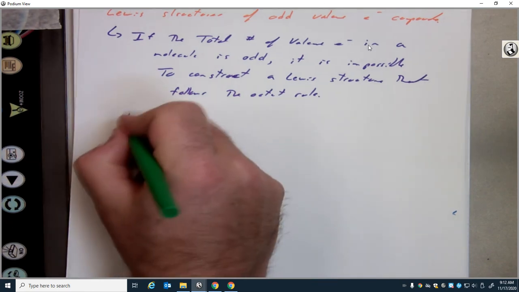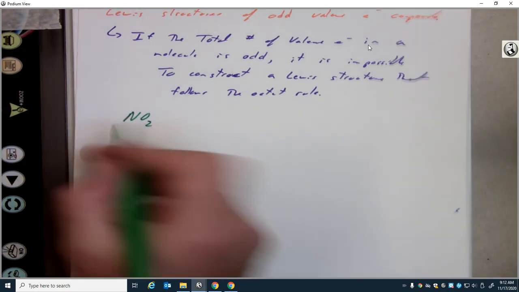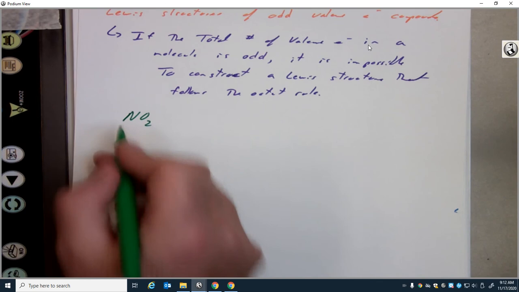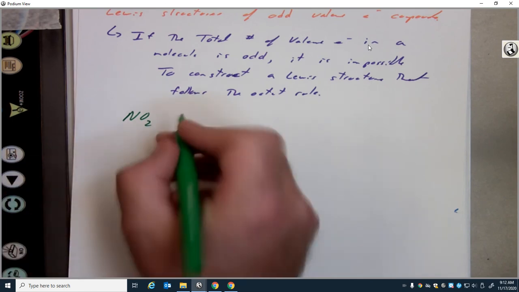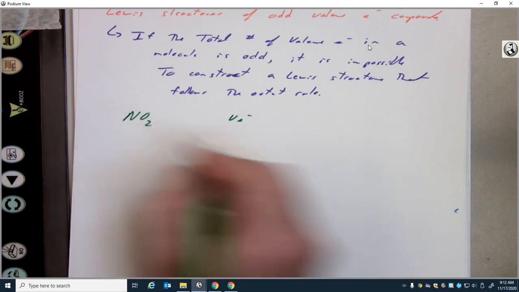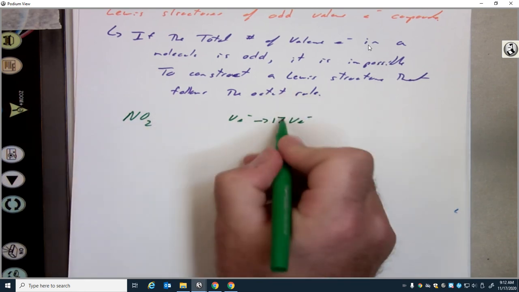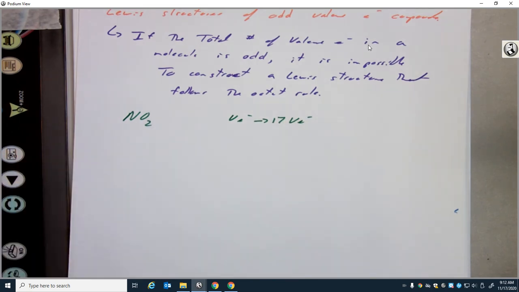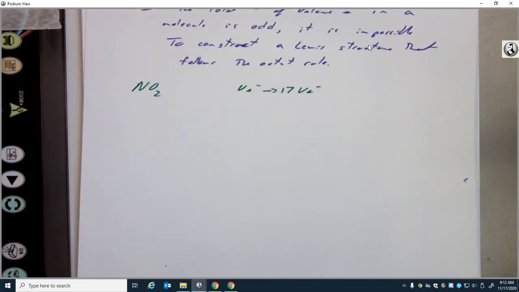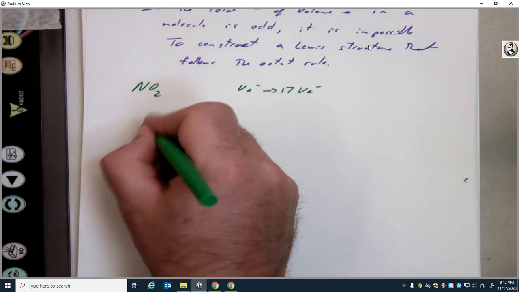So for example, NO2, nitrogen dioxide. This is actually a very, very unstable molecule, but it will form. If we figure out valence electrons, it turns out this has 17 valence electrons. It has an odd number. Well, let's see if we can draw our Lewis structure. Nitrogen is going to go in the middle, and our oxygens are going to be around it.